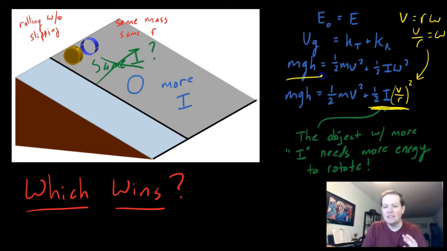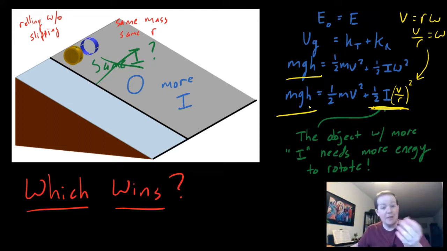Remember, they both had the same starting energy. So if they both have the same starting energy and the hoop requires more energy to roll, it's going to have less energy to actually go down the incline.